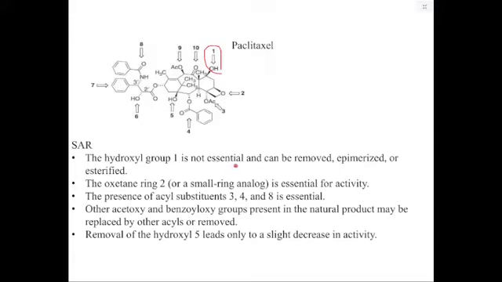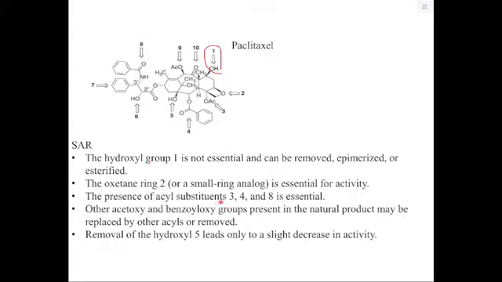So that's position 1. Position 2 is the oxetane ring, 1, 2, 3, 4, an oxetane ring. The oxetane ring or a small ring analog is essential for activity. So you cannot change that ring; you can only give a similar, small ring. Therefore, that is necessary for activity.